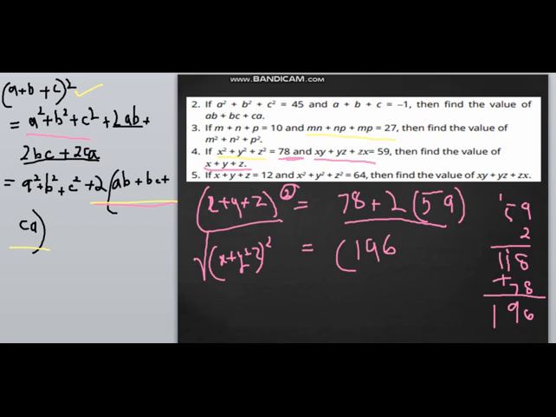Okay, should not be put in a bracket on it. Okay, let's find out what's the square root of 196. Okay, 196's square root is 14. And since there is a square root, we're going to put both positive and negative 14. X plus y plus z.